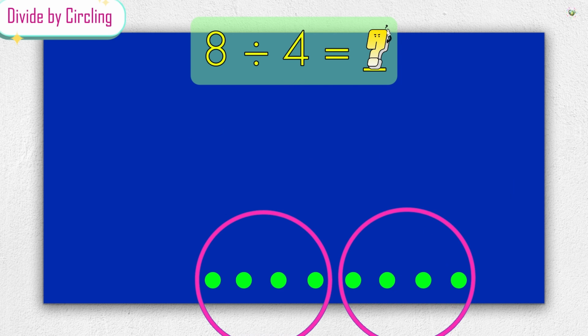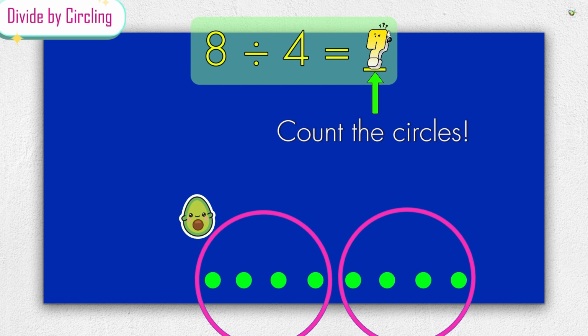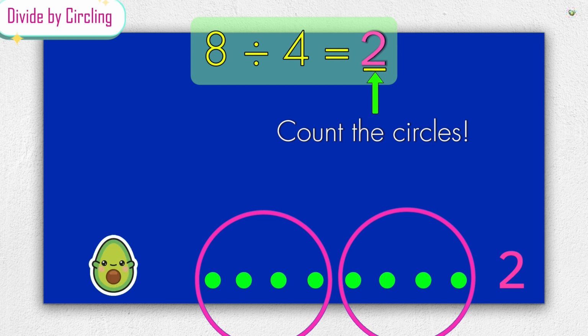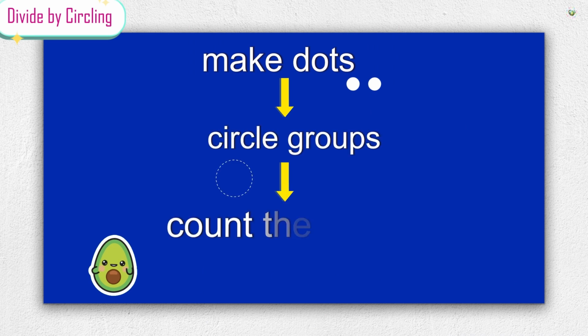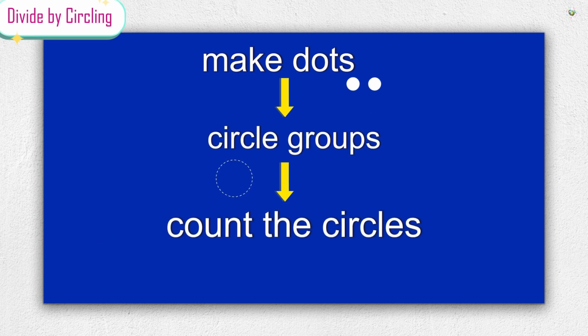Perfect. Now, we count the circles. How many circles do we have? 1, 2. 2 circles. That's right. So, 8 divided by 4 equals 2. Wow, that was easy. So, we just make dots, circle groups, and then count the circles? You got it. Want to try another one together?